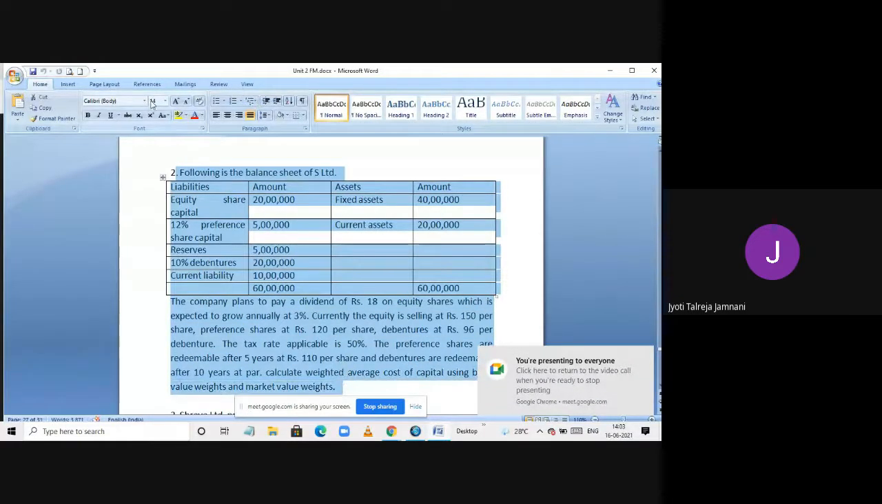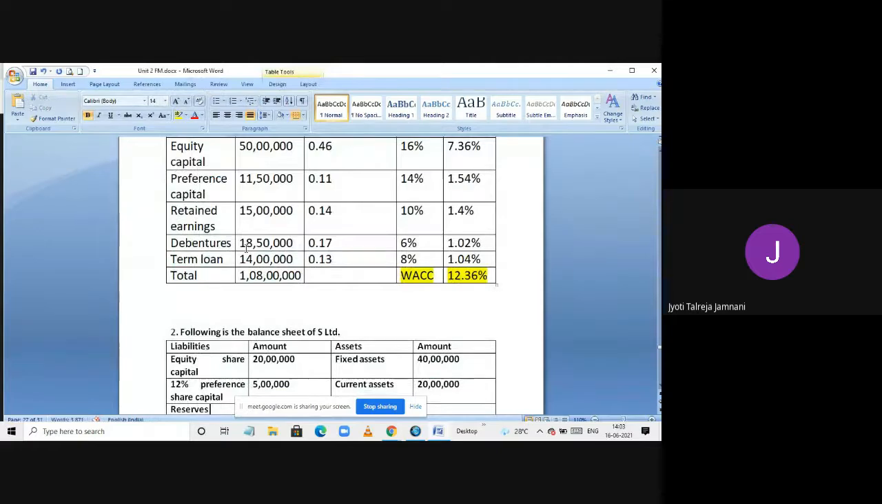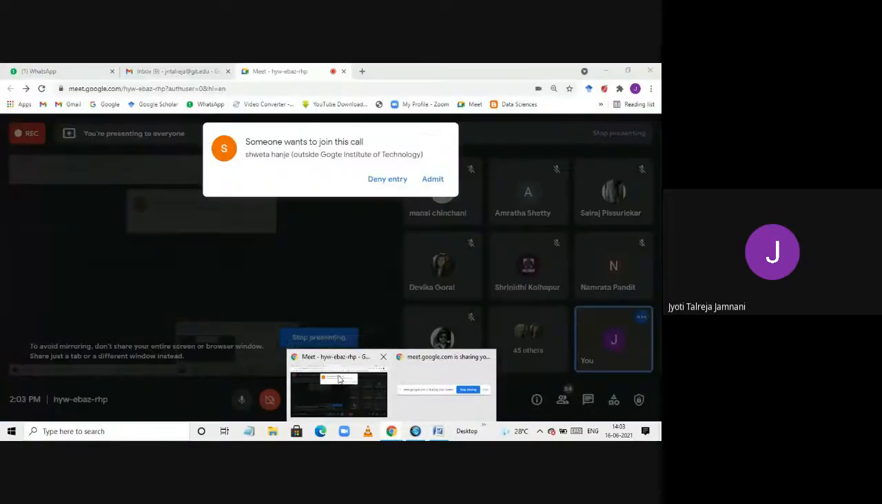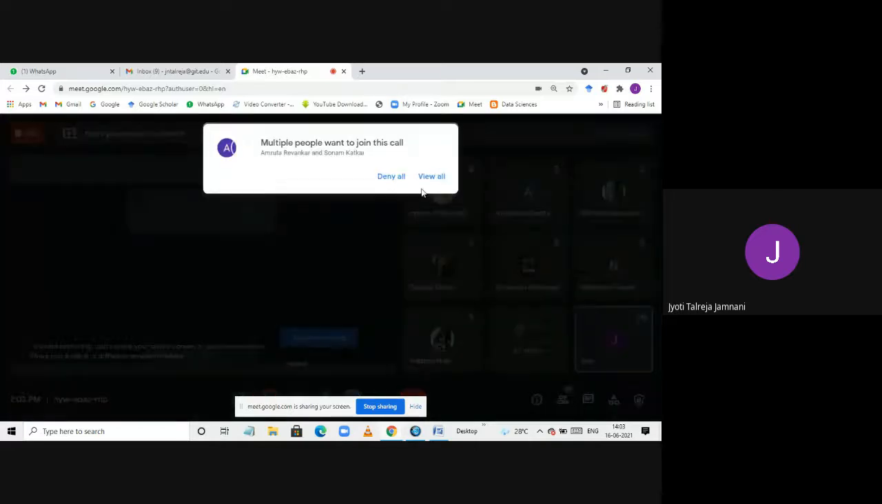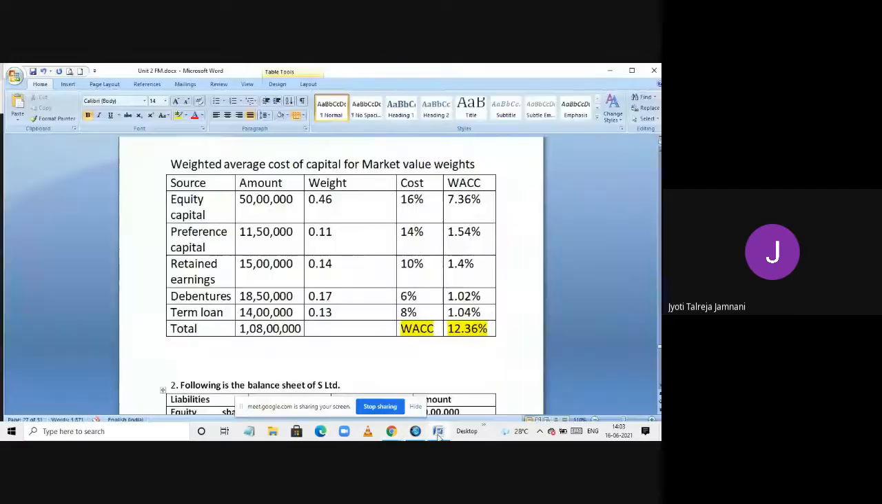In the last class, we were doing sums on weighted average cost of capital. I had done one sum. That was a simple problem where the specific cost was given. We had to just find the weights and find the final answer. Today we'll do a sum where we have to find the specific cost and then solve the weighted average.